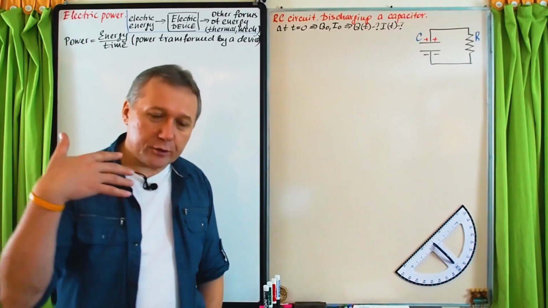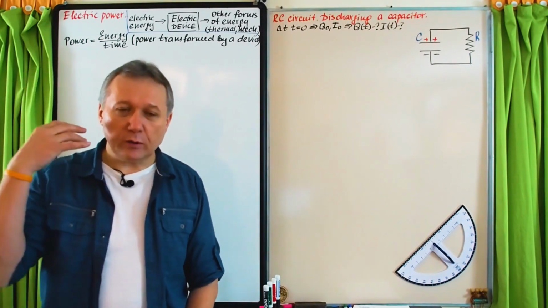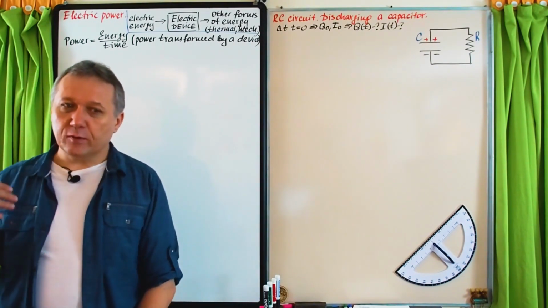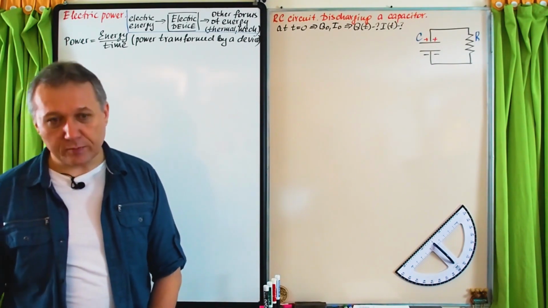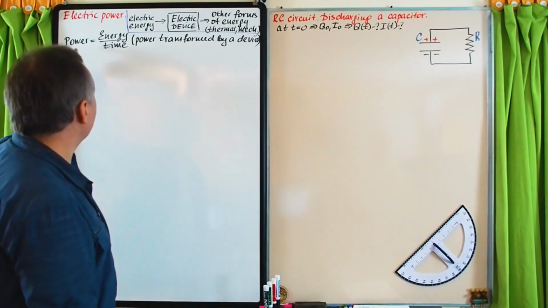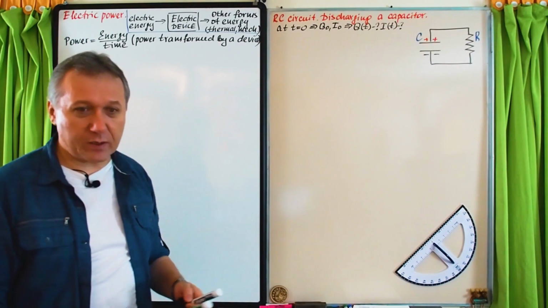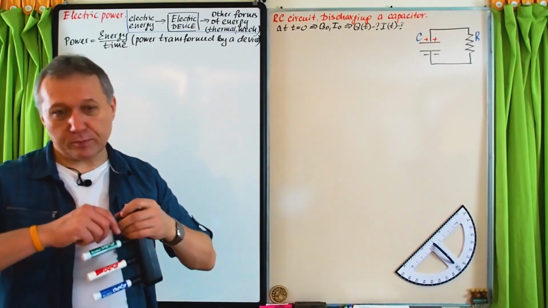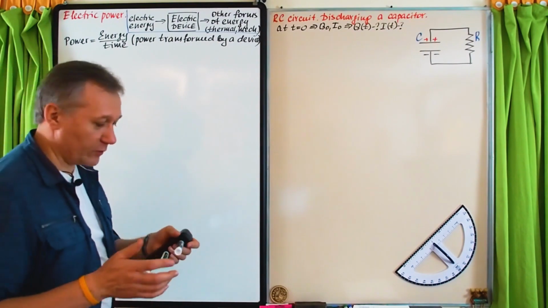And again, researchers went one step deeper. They don't just ask for the amount of energy transformed. They ask for the amount of energy per unit time transformed. And energy per unit time, that is power. So that's why I wrote power. It's energy per unit time: the amount of energy per unit time transformed from the electrical form of energy into other forms of energy.